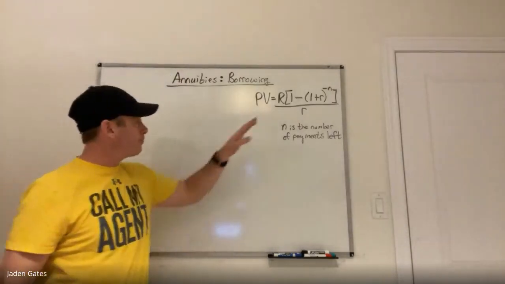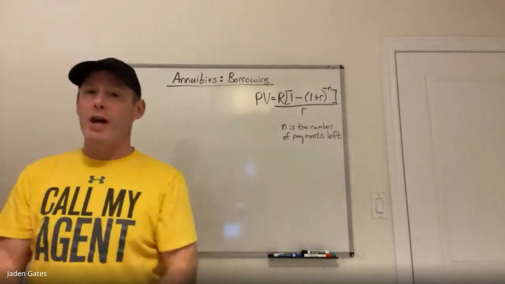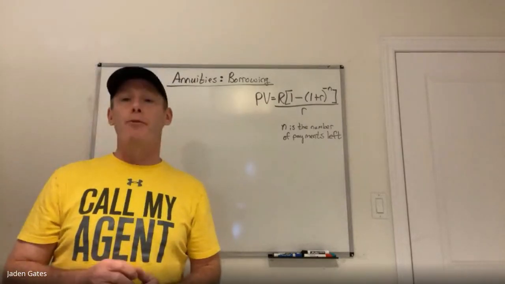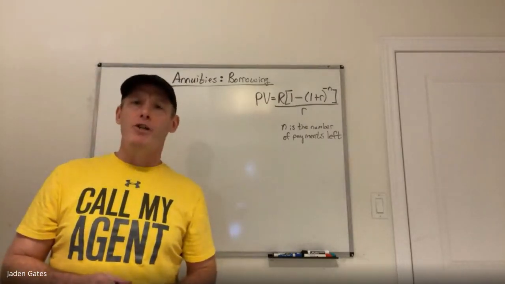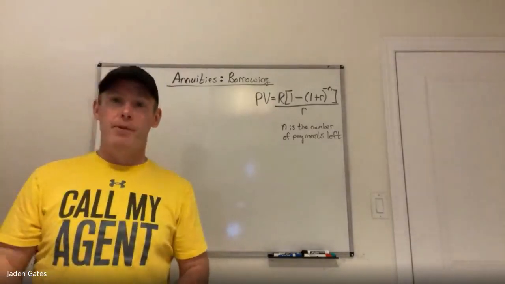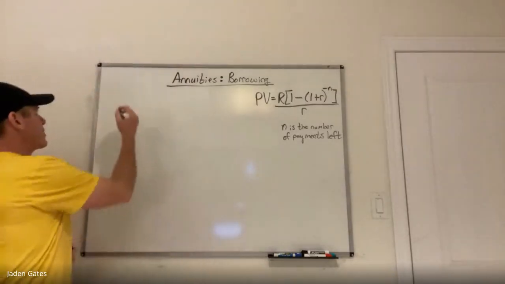Now, the other thing is PV. Instead of the future value, which we had for annuities when you're investing, we have the present value, which means how much you are going to owe on this loan after a certain amount of time, depending on how many payments you've made. All right, so let's get to a few examples.